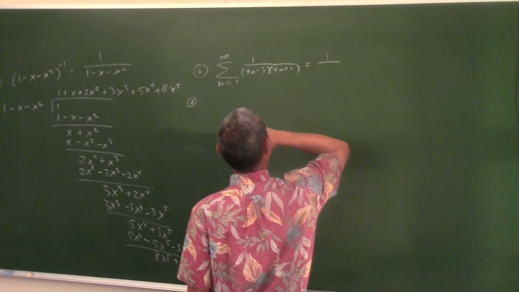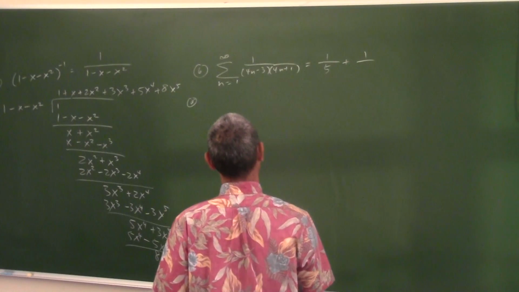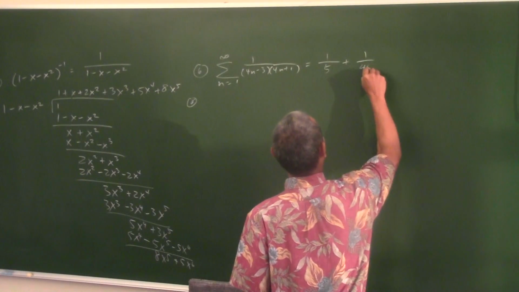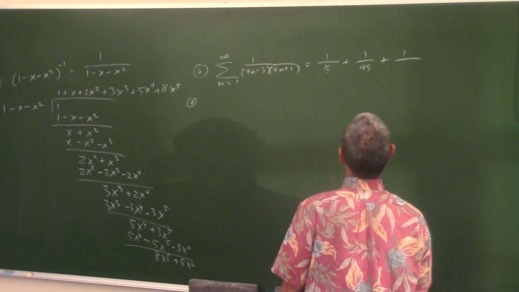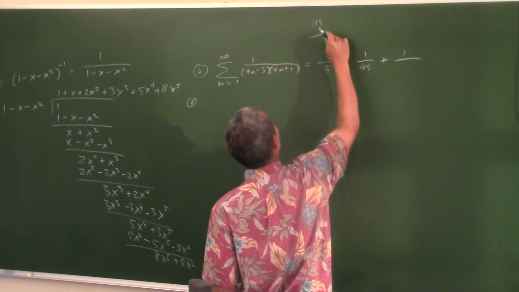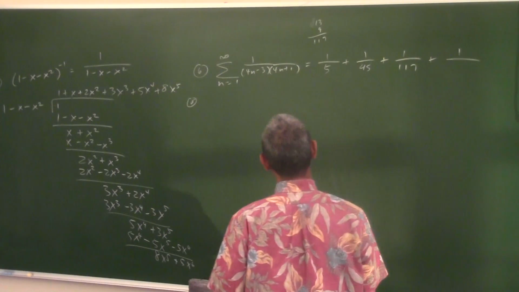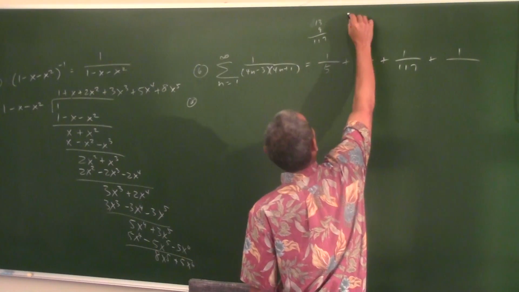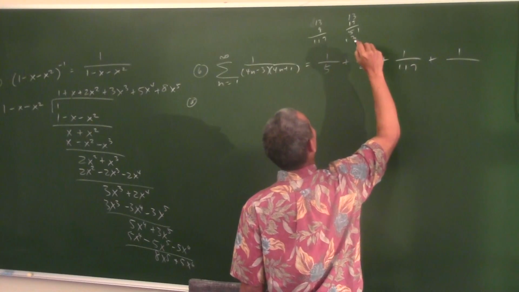1 over 1 times 5. The next one's going to be 5 times 9, which is 45. And then we got 9 times 13. What's 9 times 13? That's not even right. 117? Okay, then we plug in 4. We got 13 times 17. 13 times 17 is going to be 221.